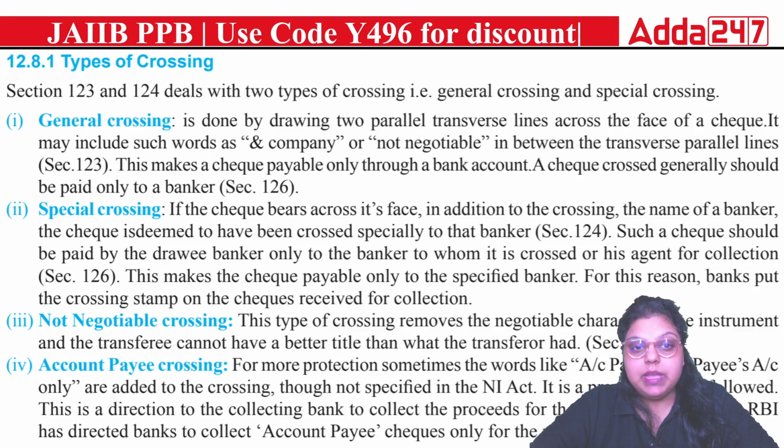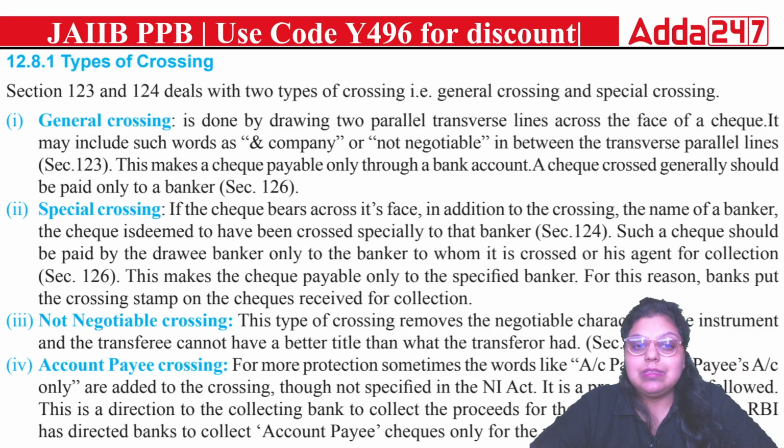Okay. Next we have the types of crossings. Section 123 to section 124 deal with the types of crossing. General crossing is when there are two parallel lines on the left side of a check, which actually says that you cannot make the payment of a check in cash, payment will be done only in an account. If the payee does not have their own account, the payee can endorse the check to someone else and can take cash from him, but the payment of the check cannot be made in cash.